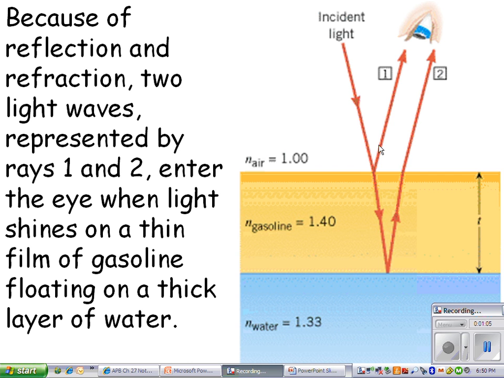These rays have been separated, but when they are on top of each other, ray 1 and ray 2 can interfere with each other constructively or destructively for various colors of light. If we read the left-hand column here, it says: because of reflection and refraction, two light waves are represented by rays 1 and 2. They enter the eye when light shines on a thin film of gasoline floating on a thick layer of water. So this incident light comes in, you have a reflected ray, part of the ray refracts and then reflects down here, and then you have some kind of constructive or destructive interference up here that we will see.